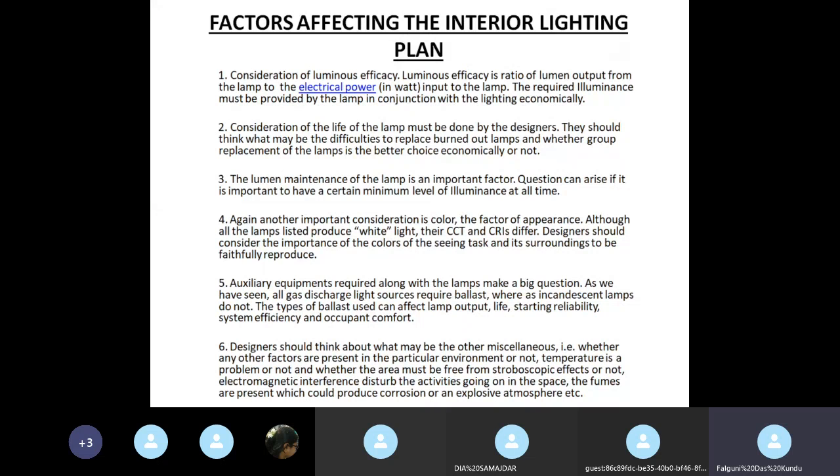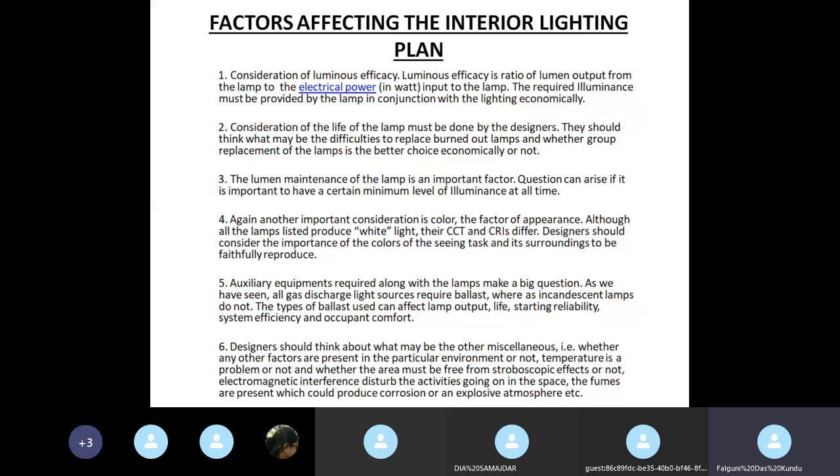Another important consideration is color, the factor of appearance. Although all the lamps produce white color, their CCT and CRIs differ. We will discuss CCT and CRIs later. Designers should consider the importance of the colors of the seeing task and its surroundings to be faithfully reproduced. Okay.